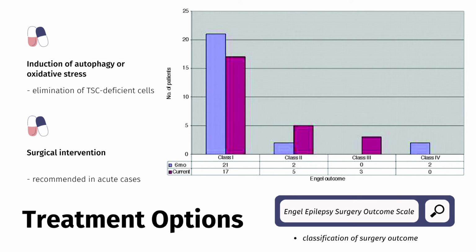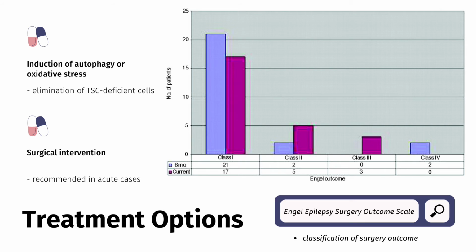Induction of autophagy or oxidative stress, which is basically the elimination of TSC deficient cells, also works very well in the treatment of tuberous sclerosis. In severe cases, surgical intervention is recommended. So for example, if someone suffers seizures due to tuberous sclerosis, also known as TSC, an epilepsy surgery may be suggested, which is a surgery that removes an area of the brain where seizures occur. While these are some of the treatment options, it is crucial to remember that different symptoms demand different evaluation and management according to the patient's needs.